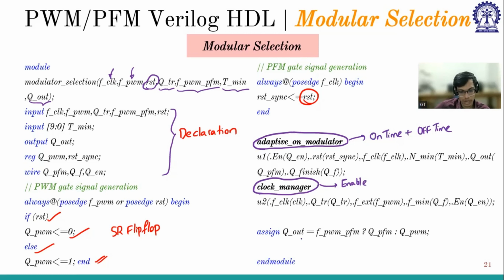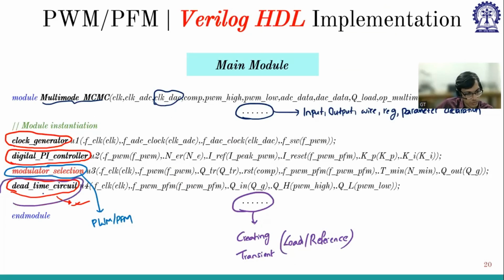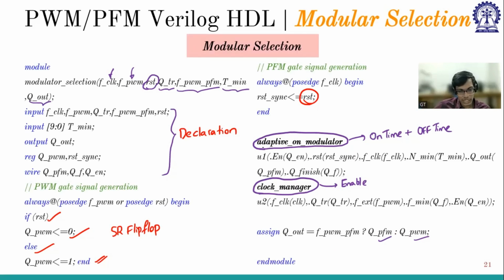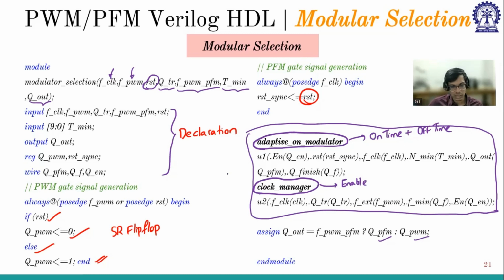Then we have this Q out. Q out is either QPFM or QPWM. Accordingly, it generates that Q out signal, and then it is followed by this dead time circuit. So it is similar to what we have discussed in PWM PSM, except there is this additional block. These are the new things compared to PWM PSM. These were discussed in week 8, so I will only show what this contains, but I will not discuss it in detail as it has been discussed in week 8.